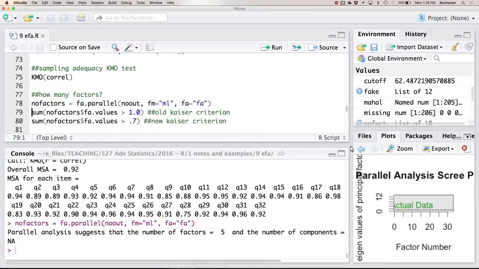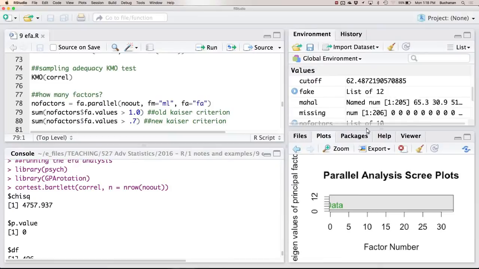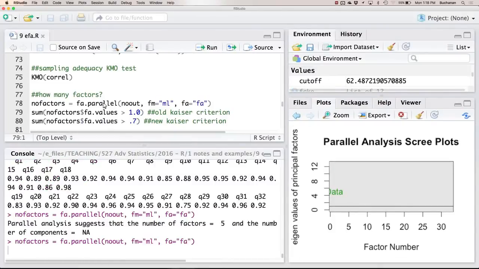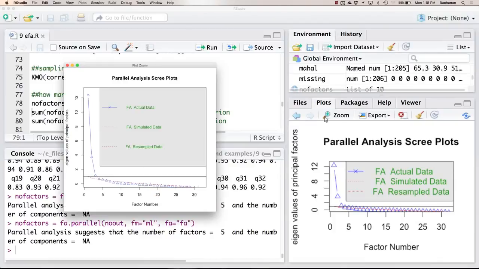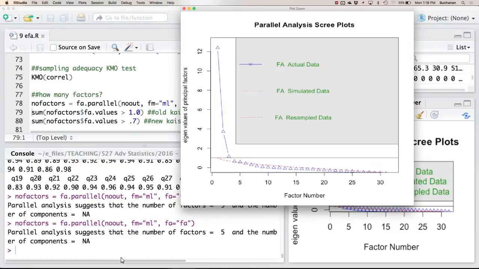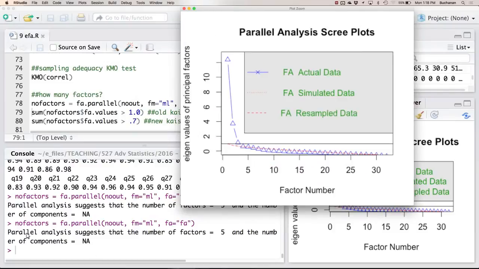It's grumpy with me. Hold that thought. I may have to make it bigger. There it is. The scree plot. And down here it says parallel analysis suggests the number of factors is 5. So the number of components is NA because we didn't ask for it.